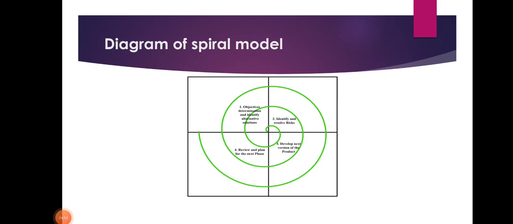The fourth quadrant is nothing but review and planning for the next phase. Once the development and validation phase is over, next is planning. The project is reviewed and a decision is made whether to continue with a further loop of the spiral. If it is decided to continue, plans are drawn up for the next phase of the project.